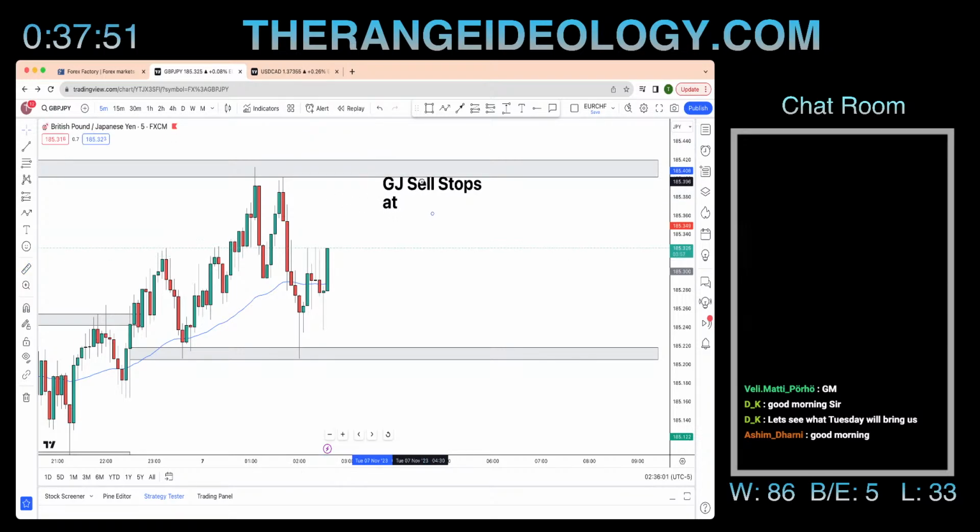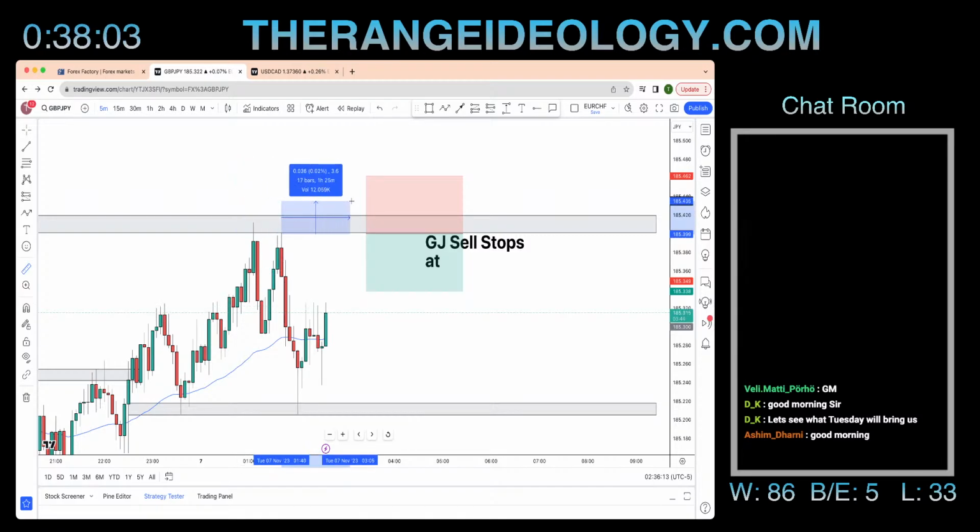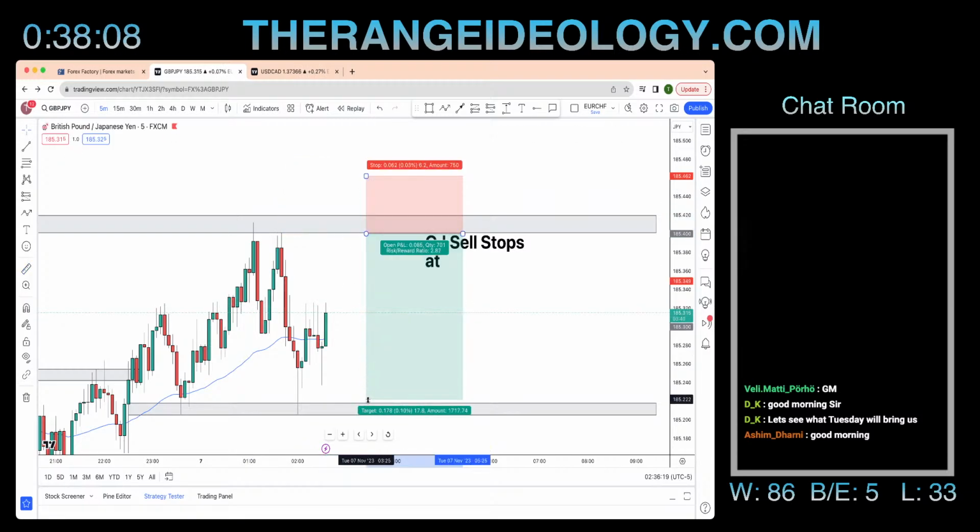So I think 185.400. We'll need to move up at least 4 pips above entry here. So GJ sell stops, and then keep it at 19 pips again. Yeah, I think that's fair.